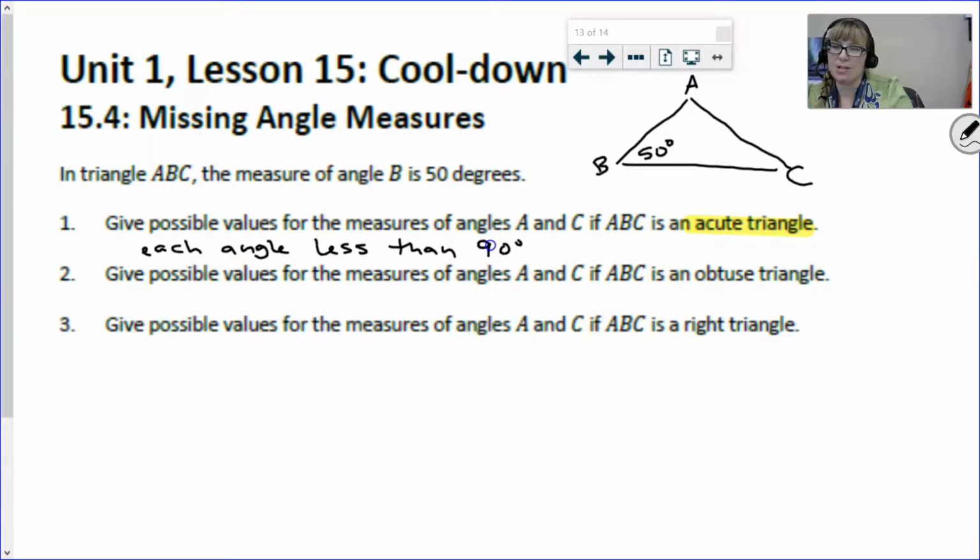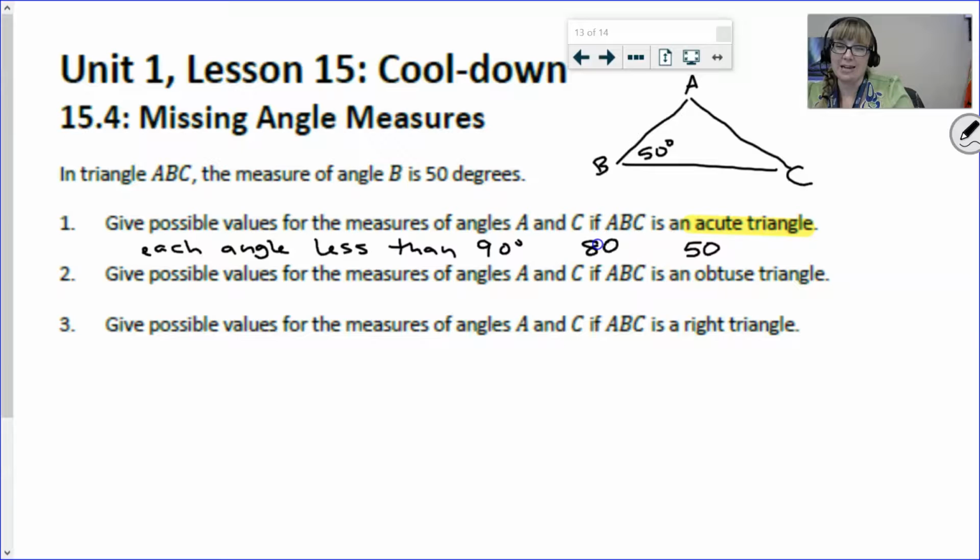So what are some possibilities? Even though they have to be less than 90 degrees, it wouldn't be wise to choose measurements like 20 and 20 because all of these angles still have to add to be 180 degrees. 50 plus 20 plus 20 is only 90 degrees. That's not going to be big enough. So pick some angles that will still be less than 90 degrees but still add up to 180. For example, I might choose 80 and 50 because 50 plus 50 plus 80 is 180 degrees.